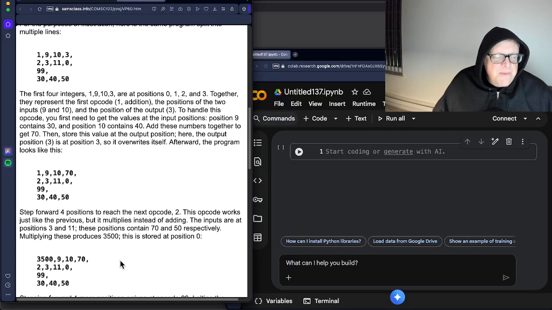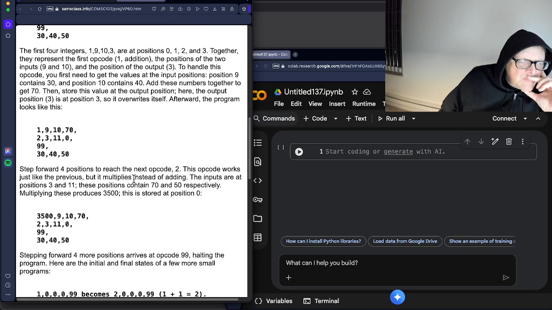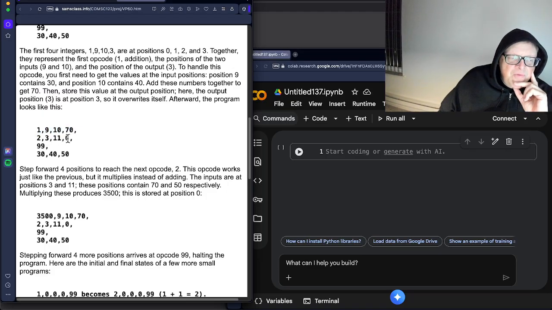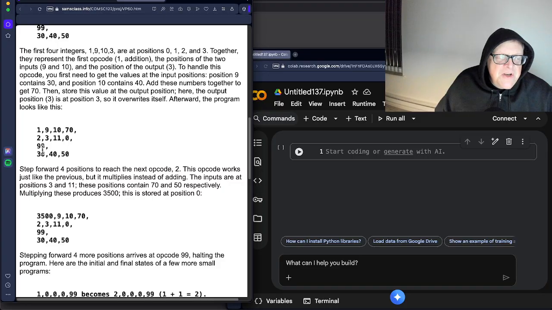It's a little screwy. So step forward 4 positions. After you've executed this command, you go to the next command, which is going to take 4 numbers. And now this is going to say multiply location 3 by location 11. So at 0, 1, 2, 3 is 70. 4, 5, 6, 7, 8, 9, 10, 11. So 70 times 50. Yep, that's giving you 3,500, and you put that at location 0.